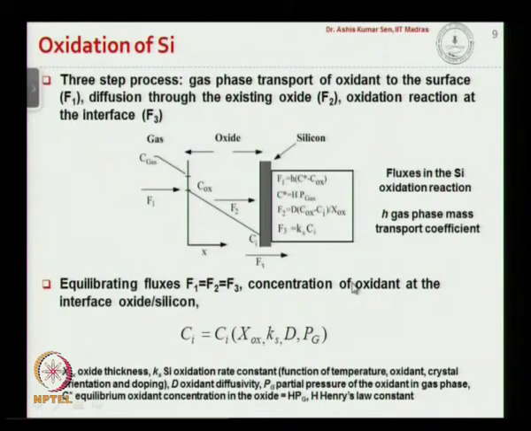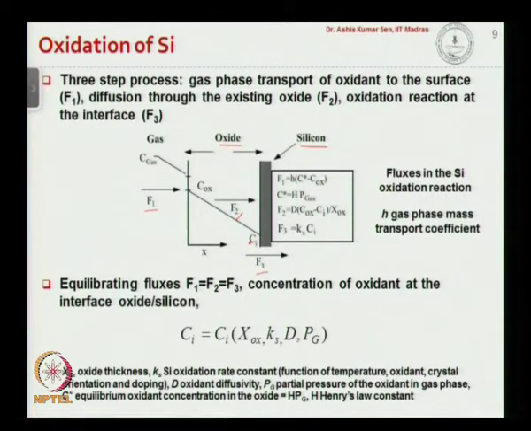Now the oxidation is typically a 3-step process. As you can see here, this is the silicon substrate, and this is the oxide layer next to the silicon substrate, and here is the gas that is exposed, either gas or steam depending on the type of oxidation furnace you have. The 3-step processes are shown here, F1, F2 and F3.